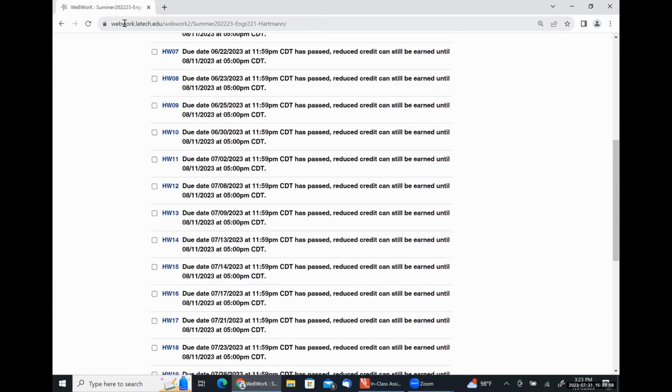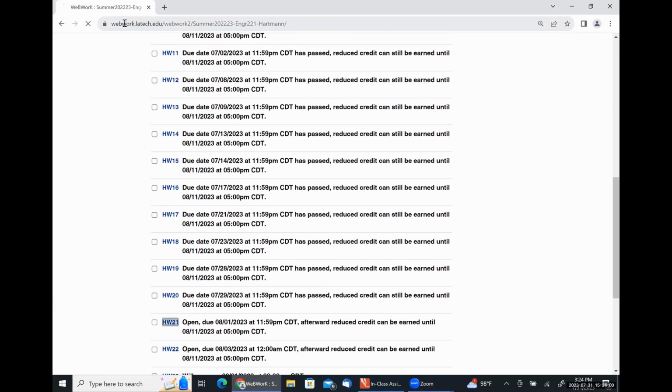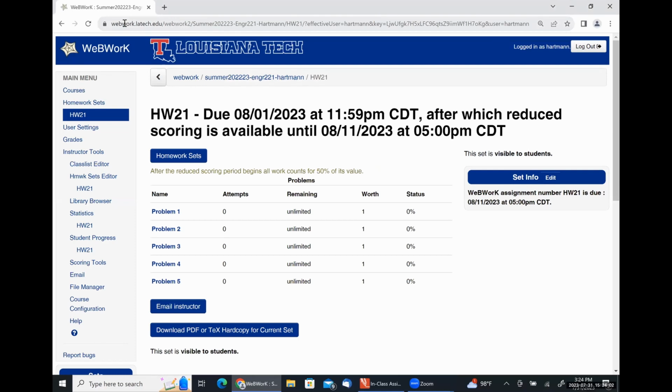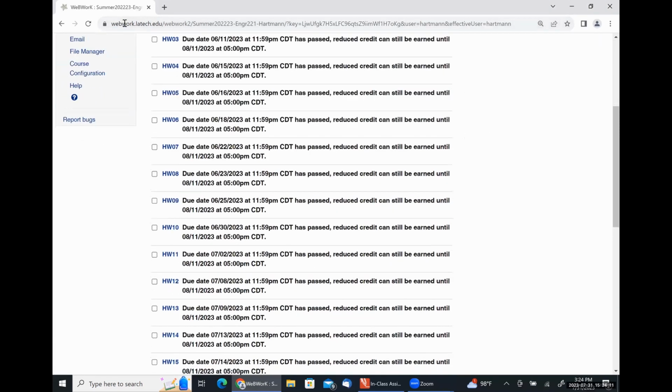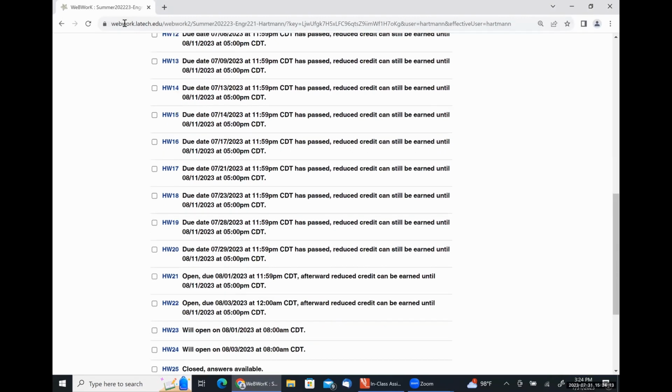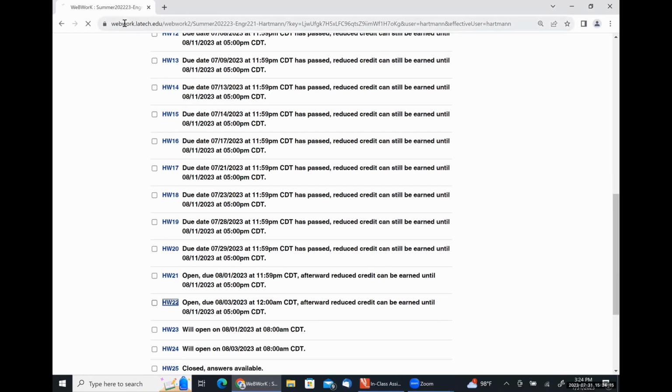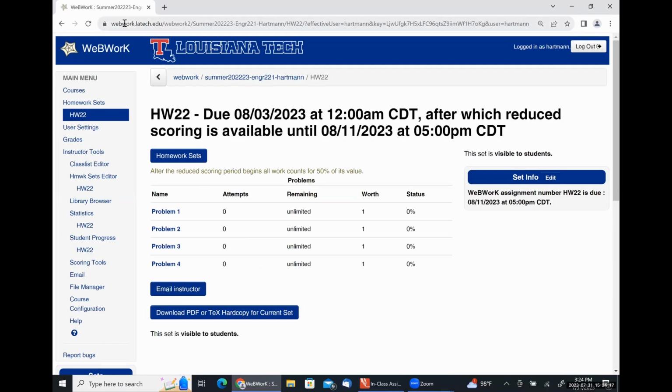So this should be homework set number 21. Might be 22 actually. Yeah, 22. 21 has op amps, or at least problem 1 did. So 21 is just generic steady state sinusoidal circuit analysis, so analysis stuff.